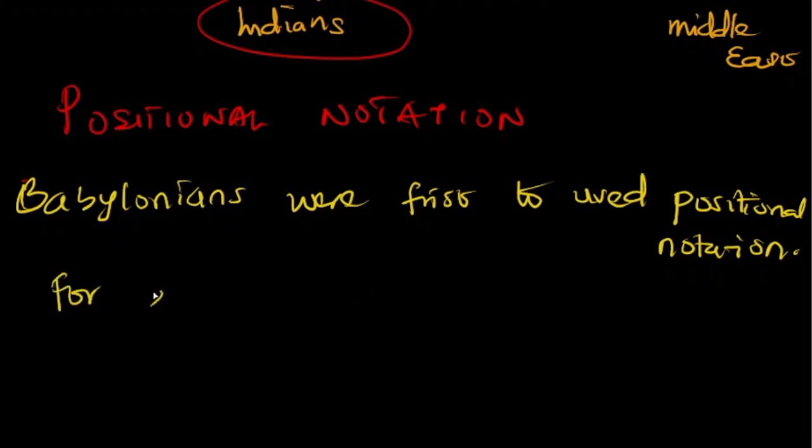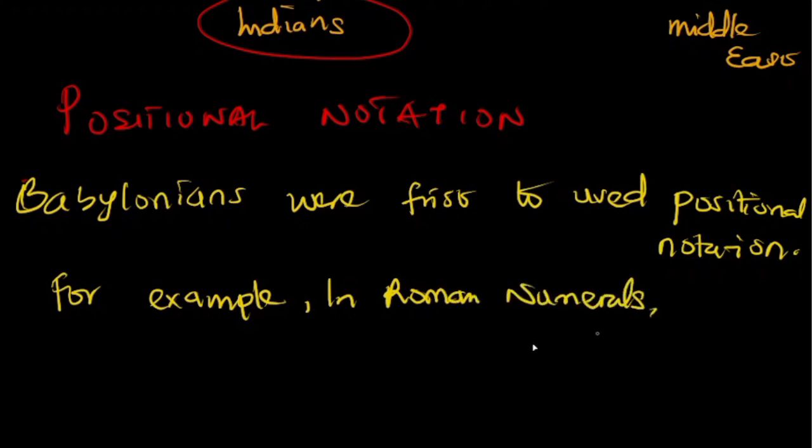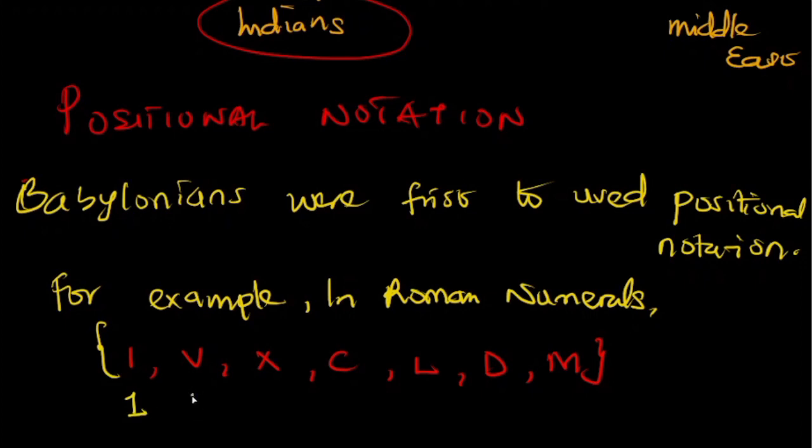So for example, in Roman numerals, the system the Romans used to count then, their glyphs were I, V, X, C, L, D, and M. If we are familiar with Roman numerals, we know that I stands for 1, V stands for 5, X stands for 10, L stands for 50, C stands for 100, D stands for 500, and M stands for 1000.